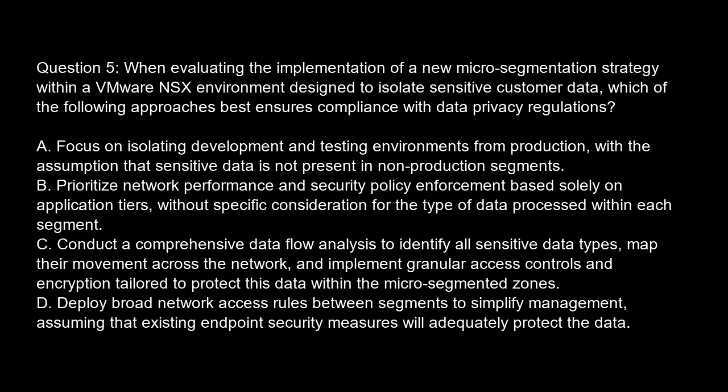Option B. Prioritize network performance and security policy enforcement based solely on application tiers, without specific consideration for the type of data processed within each segment. Option C. Conduct a comprehensive data flow analysis to identify all sensitive data types, map their movement across the network, and implement granular access controls and encryption tailored to protect this data within the microsegmented zones. Option D. Deploy broad network access rules between segments to simplify management, assuming that existing endpoint security measures will adequately protect the data.